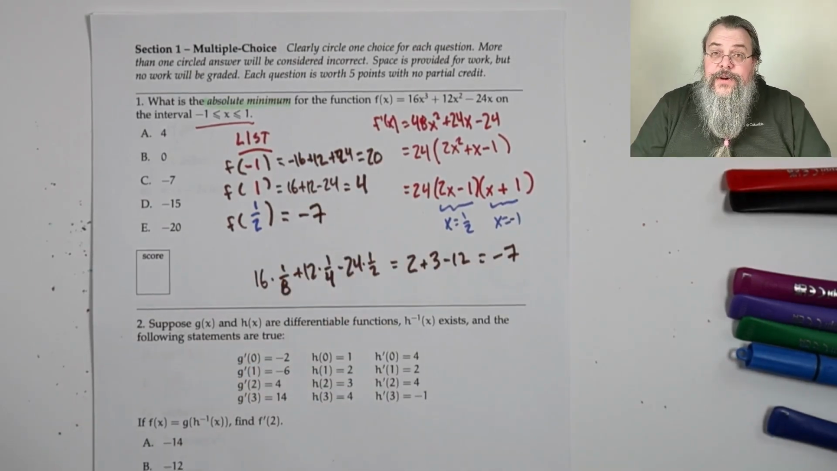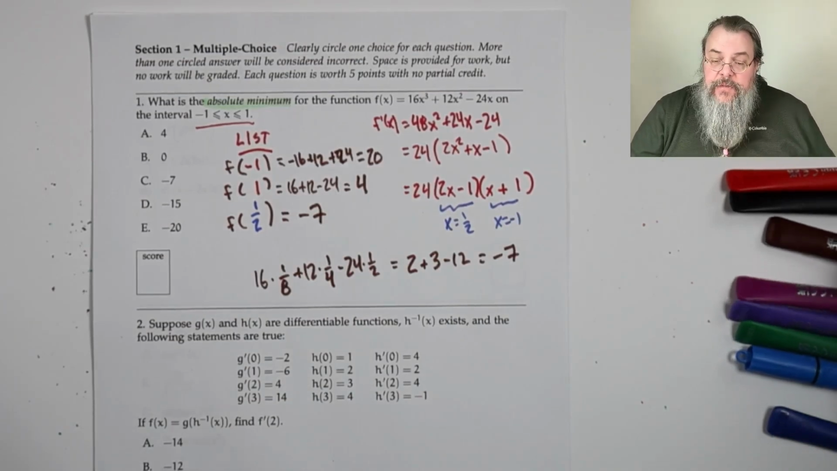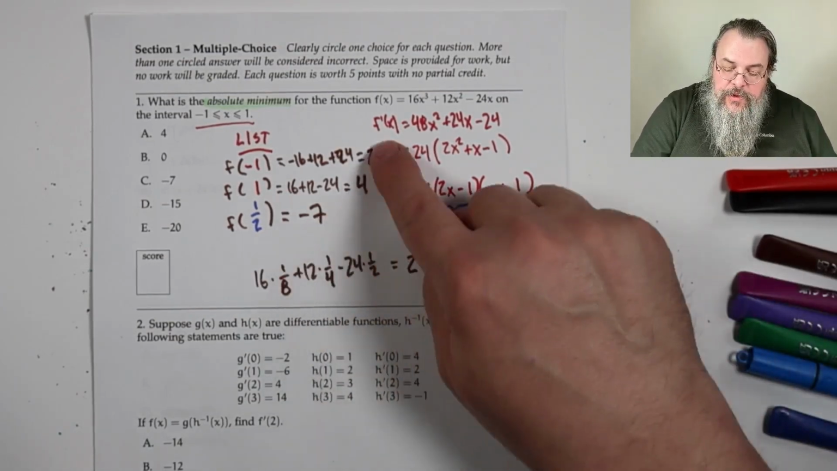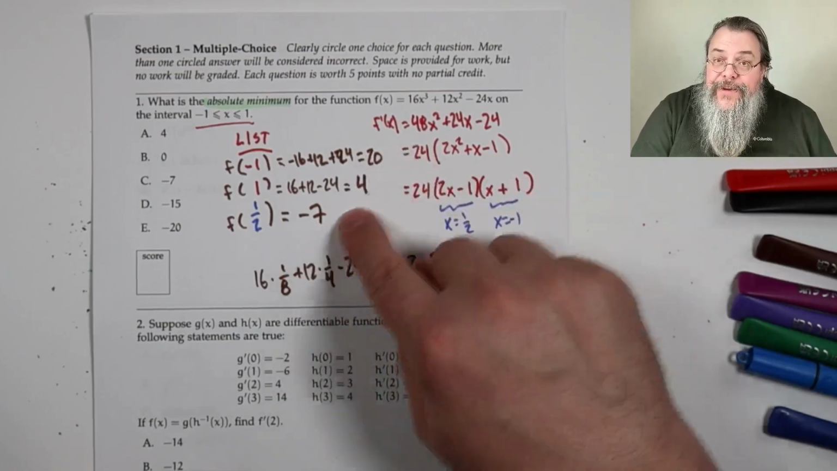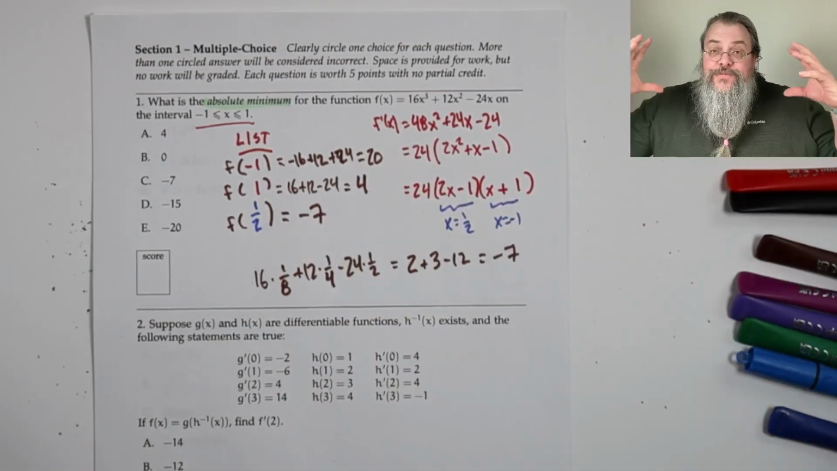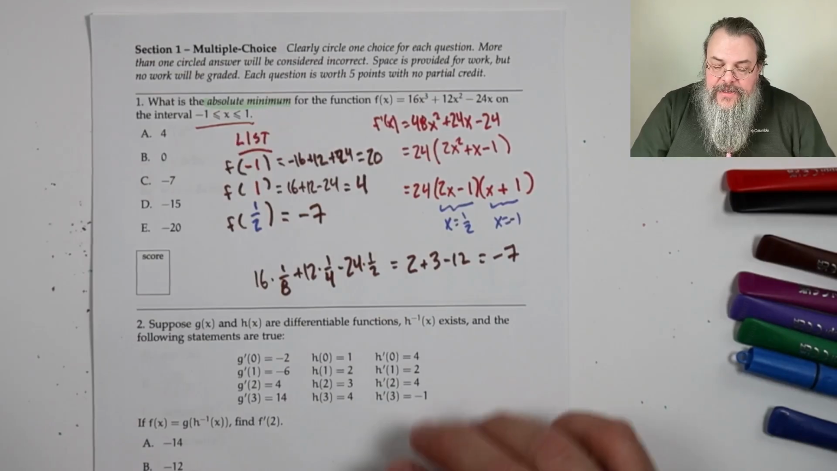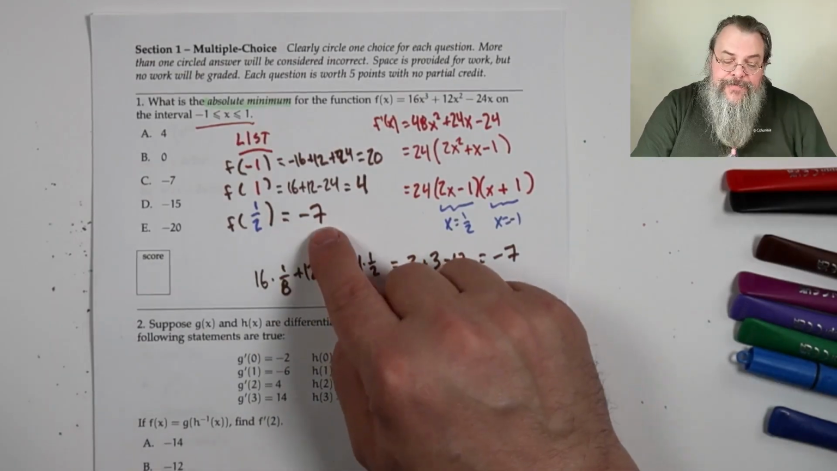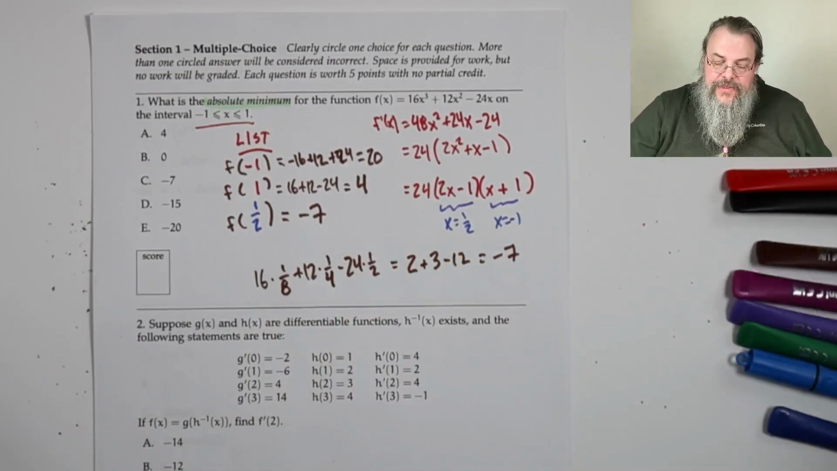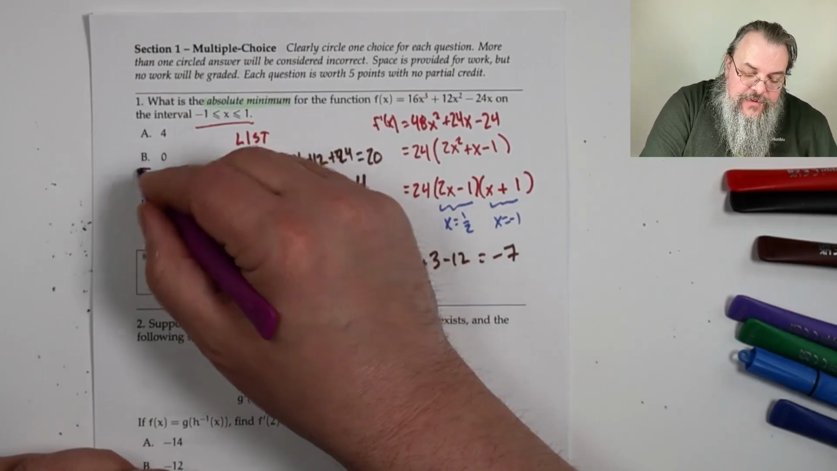Now, here's our grand finale. When we're looking for the absolute max and mins, it's these numbers we look at. Those are the y values. Which one's the smallest, because we're after the min? Negative 7. So our answer is C, negative 7.